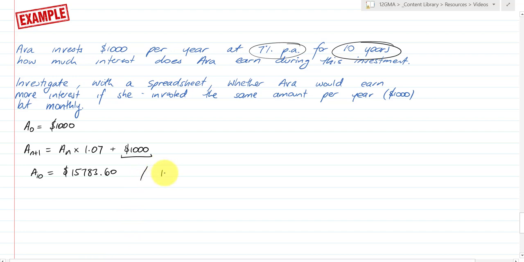So I'm going to cut that down to $14,783.60, and we'll just assume that that person doesn't go and add $1,000 in on the same day as they withdraw the whole amount or end the savings scheme. So there's our final amount.